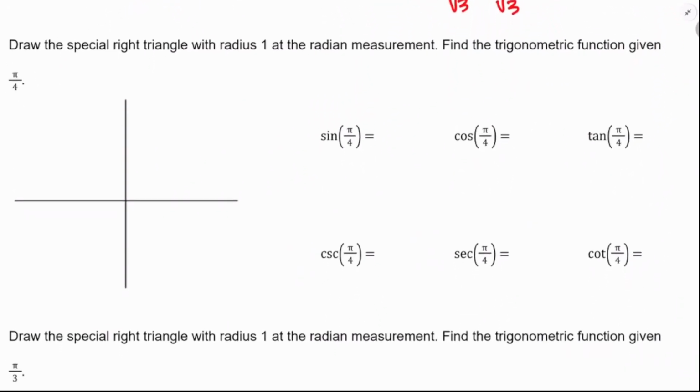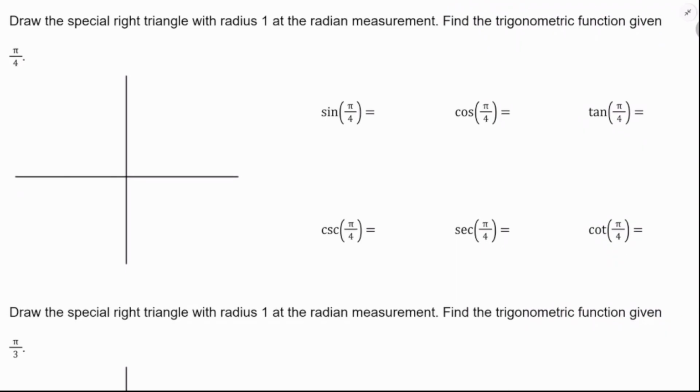Okay, now we're going to draw the special right triangle with radius 1 at pi over 4. So we're interested in theta equals pi over 4, and that's a 45-degree reference angle. It's in the first quadrant, so I'm just going to put it right there. Okay, we don't always need to have the circle. We do always need to have the triangle.